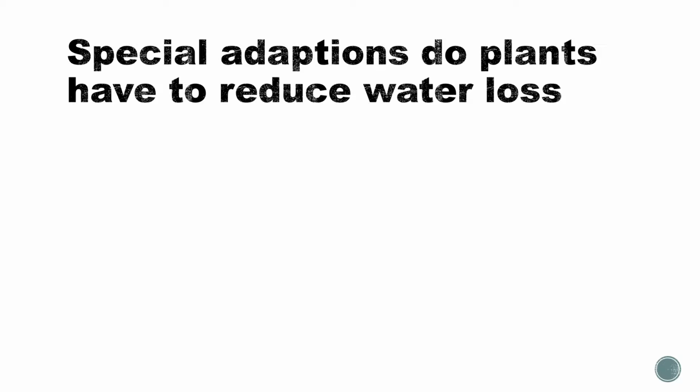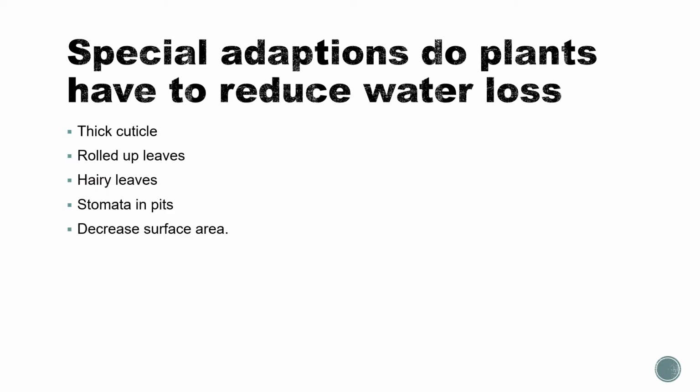Special adaptations plants have to reduce water loss. Well, they have a thick cuticle, which makes them waterproof. They have rolled up leaves, which reduces the water potential gradient. They have hairy leaves, which trap moisture in the air. They have stomata in pits, which trap moisture in the air. And they have a decreased surface area, so it's less likely for water to leave.